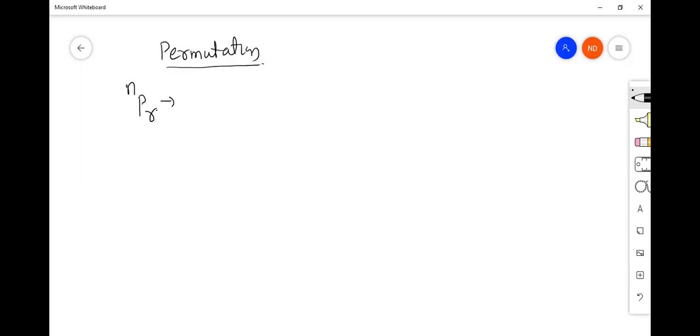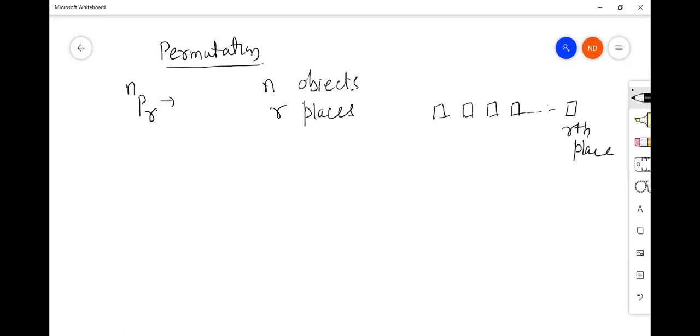We can say permutation of n objects taken r at a time can also be described as arranging n objects in r places. So suppose we have n objects and we have to arrange them in r places. Let me write it like this: these are the places, and this is our rth place.